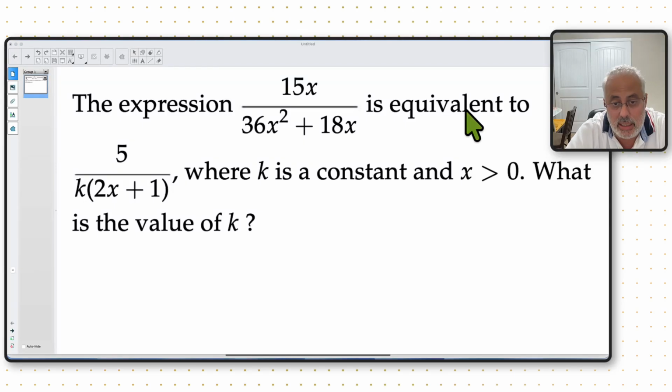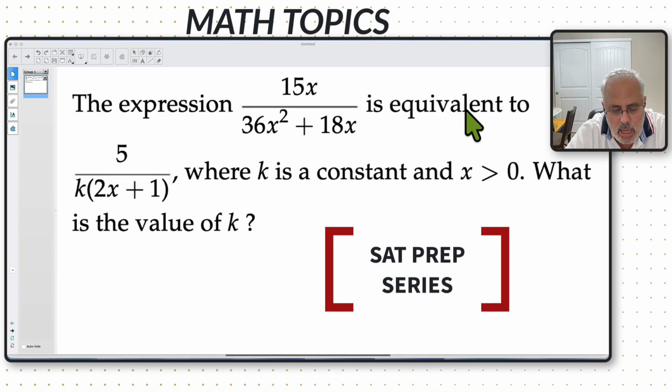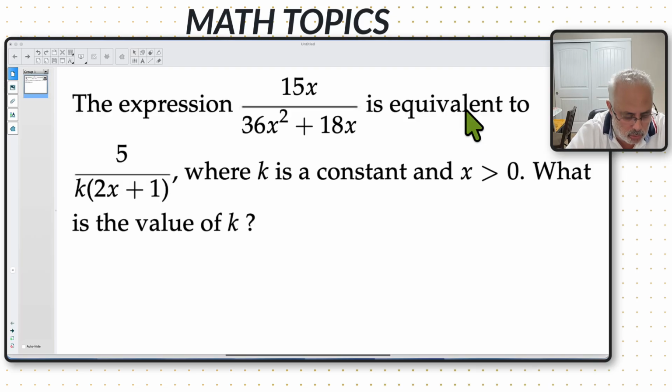Sometimes the SAT questions are not so difficult. The problem the students face is because they're not used to facing this type of question when they study algebra. And this is one of the examples. We have an expression equivalent to another expression with a constant k, and we have to find how much that k is.